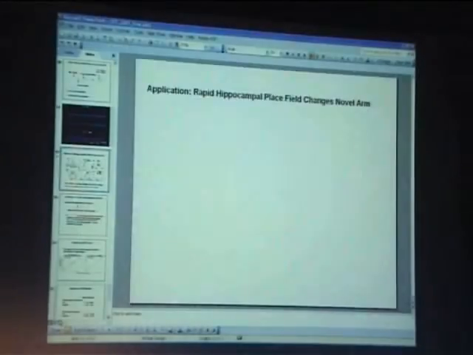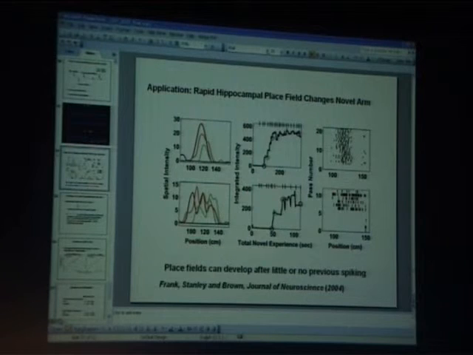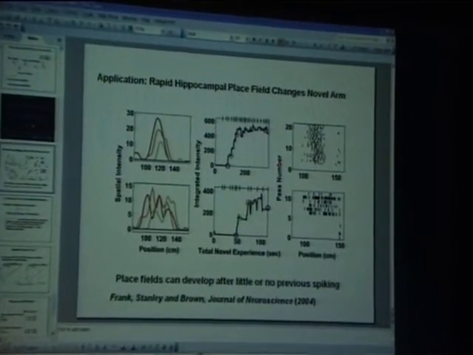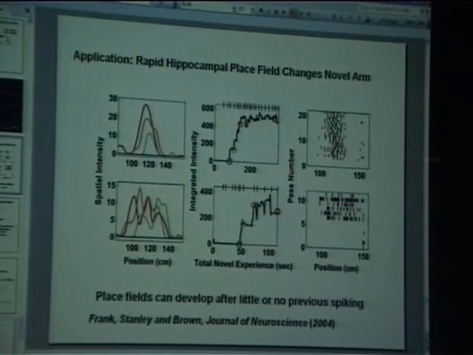Jump to the end there. So these are some stills taken from some very similar experiments. Look, there's the track going from 0 to 150 centimeters. And you can see, like in this case here, the animal makes about 5 passes before any spiking activity starts. All right? Here's another illustration. Same thing. The animal makes multiple passes before any spiking activity starts.